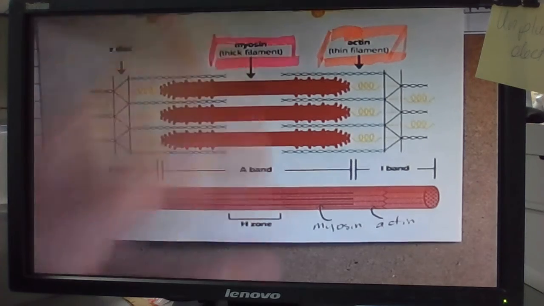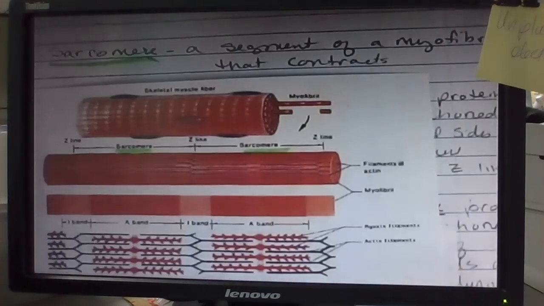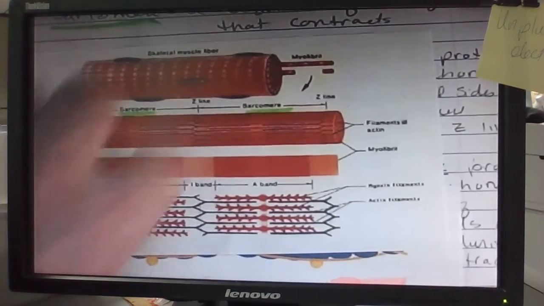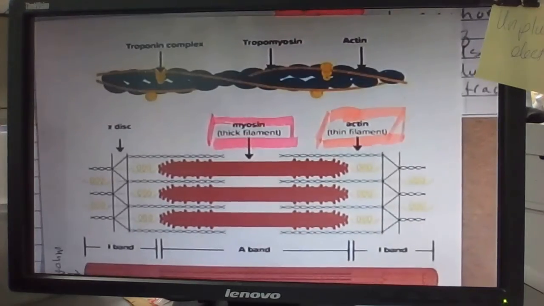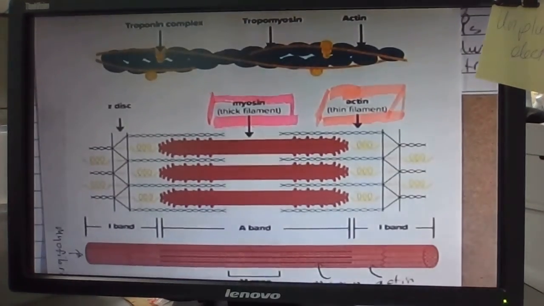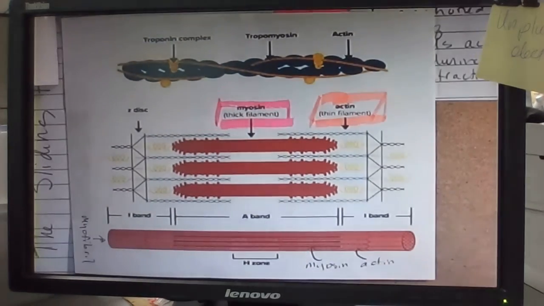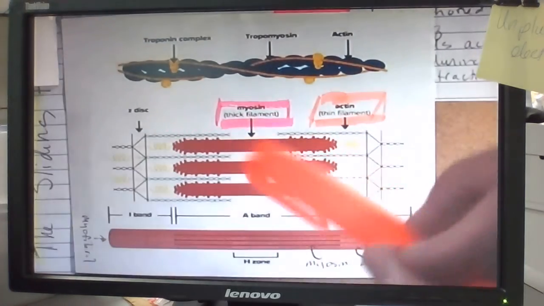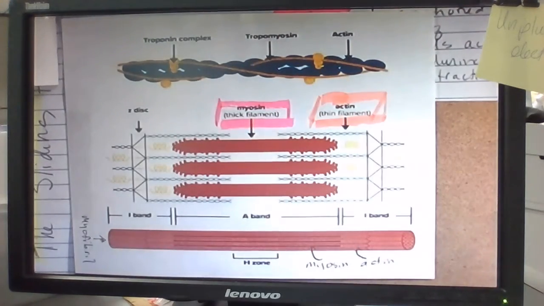All right, so essentially it's zooming in. Unfortunately, it's not zooming in the same direction. So this is kind of zooming in, getting closer to see what's going on. And so the same sort of thing is happening down here. It's essentially zooming in from the myofibril, getting closer to see what's happening.